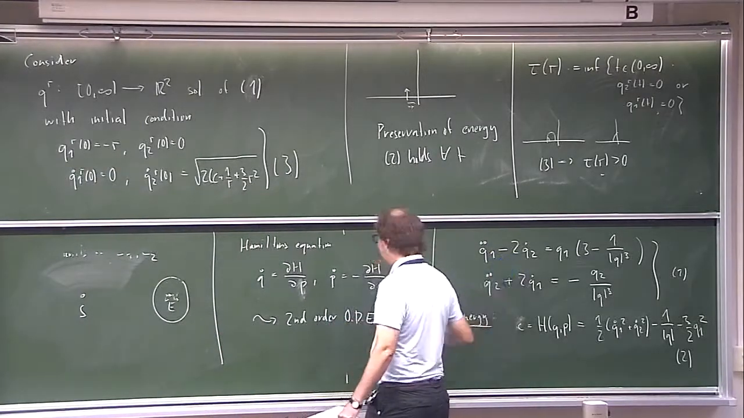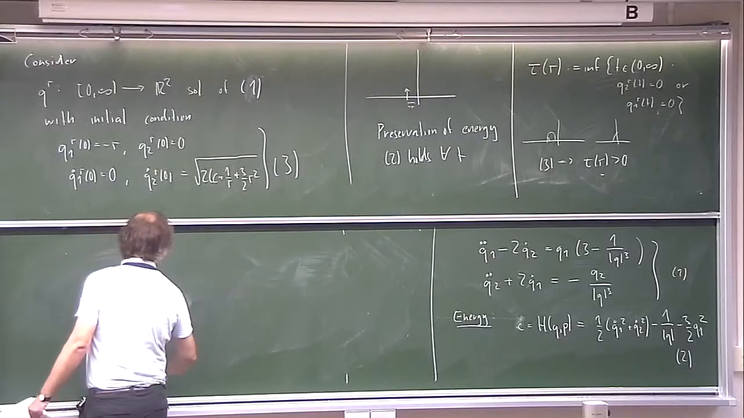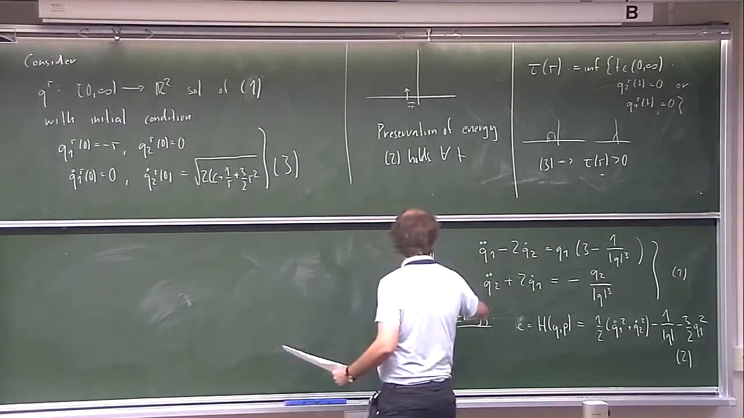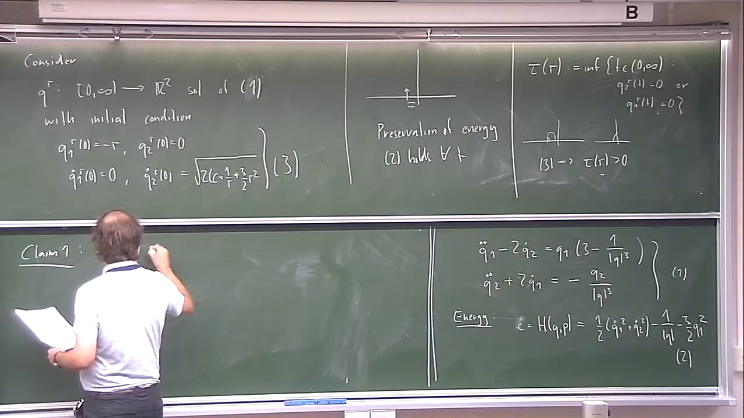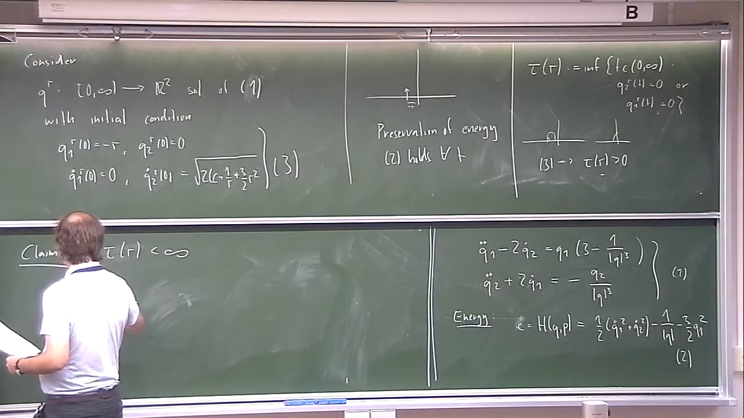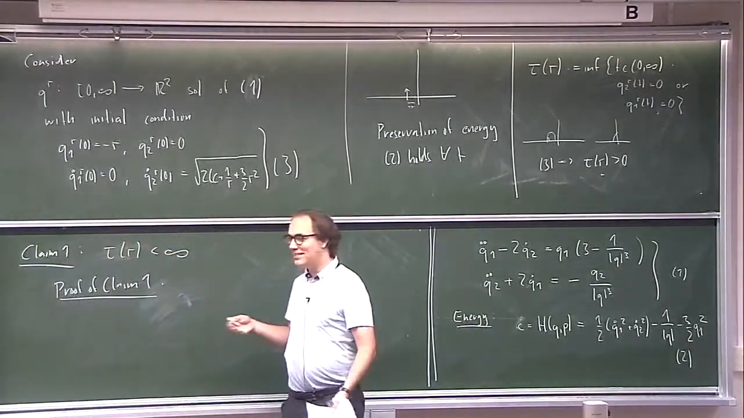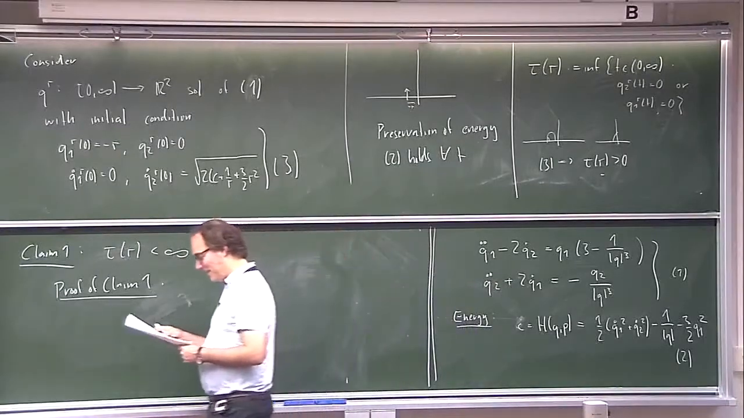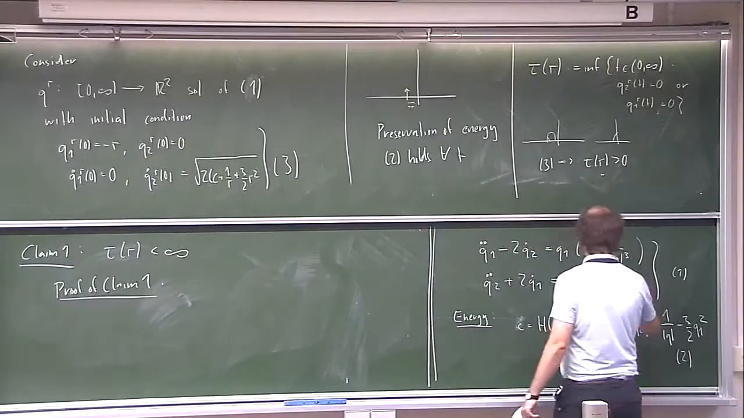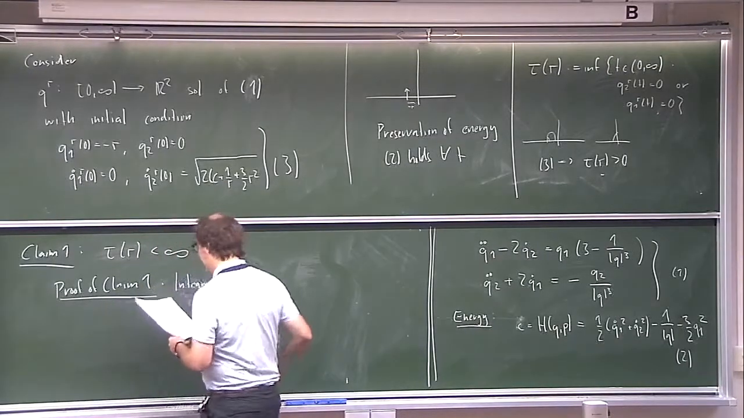Maybe I keep these equations here. So claim one: this tau_R is less than infinity. Proof of claim one: here we really have to use the equation. So this is now not just some fancy symplectic holomorphic curve. We really need to analyze these equations. So we integrate the first equation here. So integrate (1).